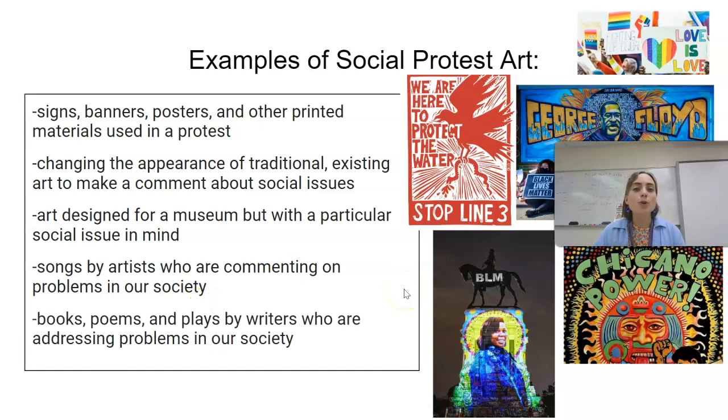And finally, social protest art can be books or poetry or plays by writers who are addressing problems in our society. So that's exactly why we are talking about social protest art right now, because the play that we're going to start reading, A Raisin in the Sun, addresses some issues in our society, such as poverty and financial inequality, as well as racism and sexism. So the play that we're going to read is an example of social protest art.